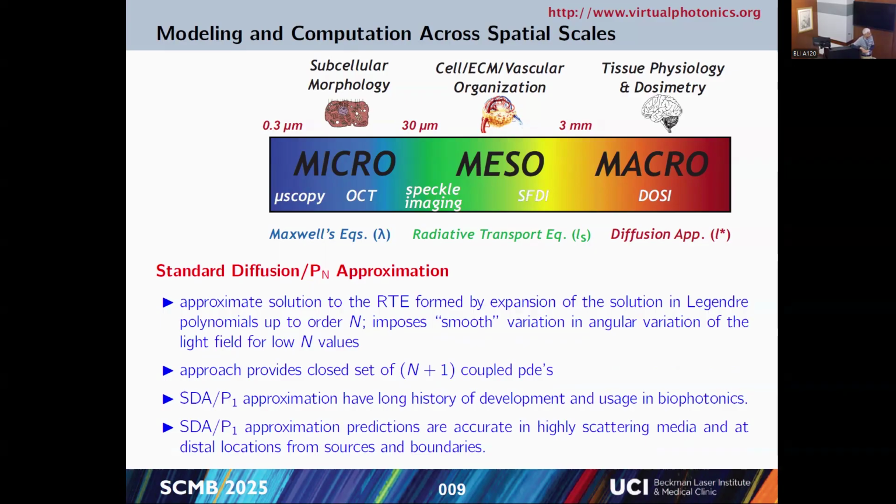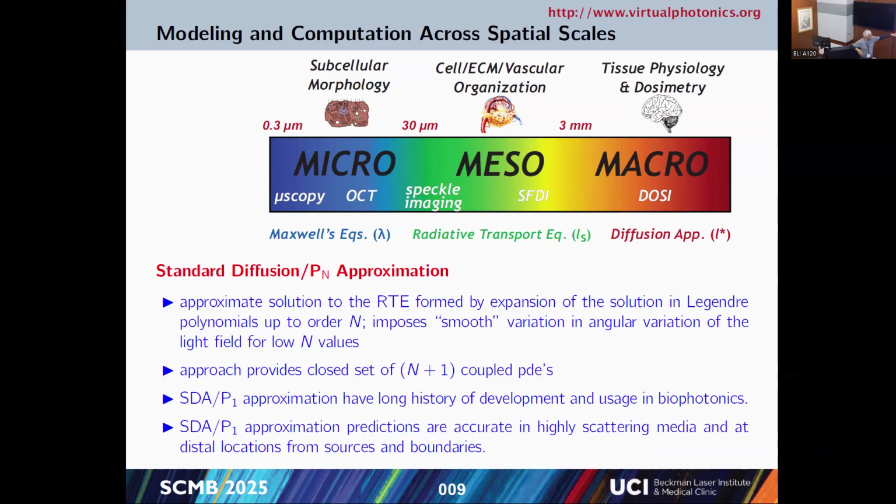Legendre polynomials are an orthogonal basis set. I know, people who've taken partial differential equations, you do the functional expansions. It is a set of polynomials that are normalized on the unit sphere. And it gives you only polar variation. So you can only change polar angle, but not azimuthal angle. So it assumes that the azimuthal distribution is uniform, but you have variations in polar angle. And it basically imposes a smooth variation in the angular distribution of the light for low n values.